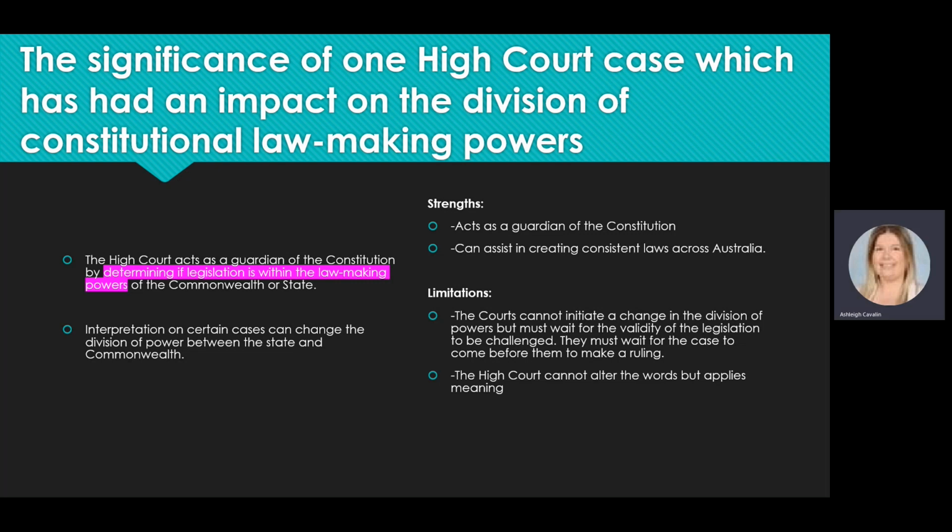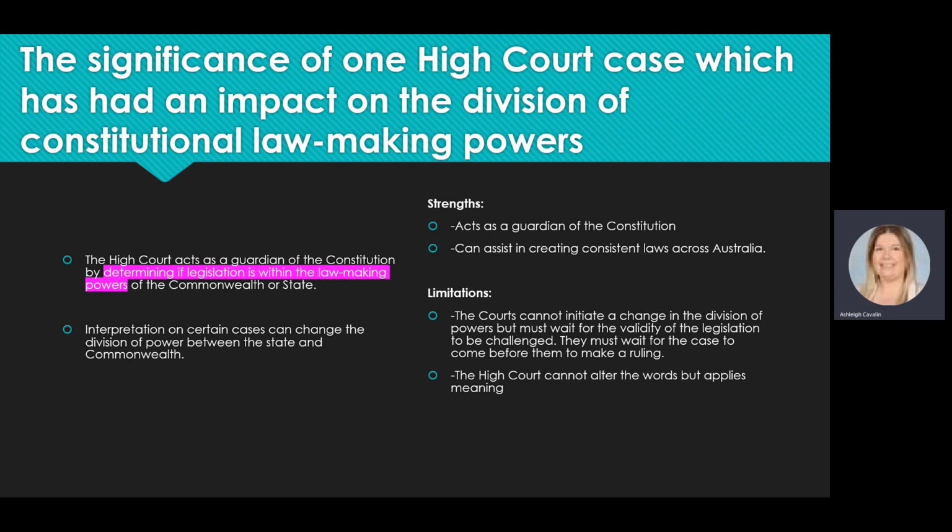However, there are some negatives. The courts cannot initiate a change in division of powers. They must wait for the validity of the legislation to be challenged by an individual, and then they must wait for that case to come before them before they make a ruling. Again, they cannot alter the words of the Constitution, but only apply meaning.